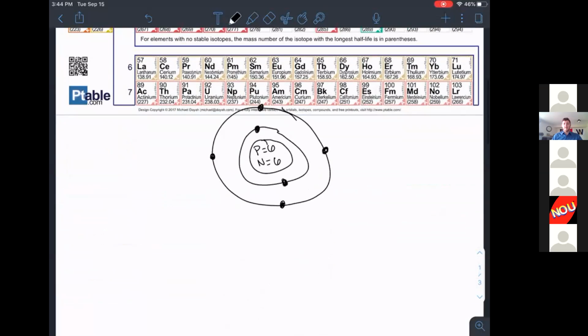So now if we look, we have 6 protons there, we have 6 neutrons there, and then if we count, we have 1, 2, 3, 4, 5, 6 total electrons. So we have our 6 protons, 6 neutrons, and 6 electrons drawn on our Bohr model for carbon.